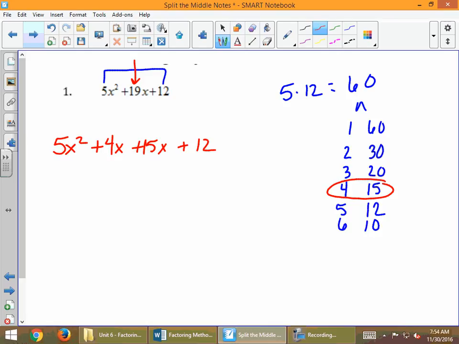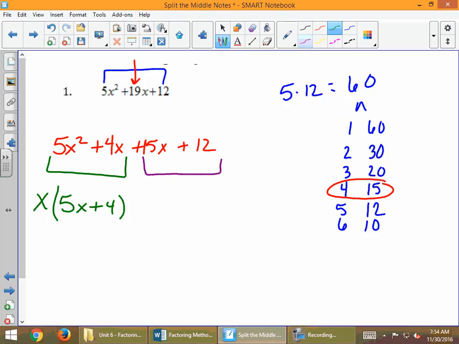So what method can we use to finish this problem? Grouping. So what can we take out between 5x squared and 4x? What's next? What are our leftovers going to be if we just take out an x? 5x plus 4.